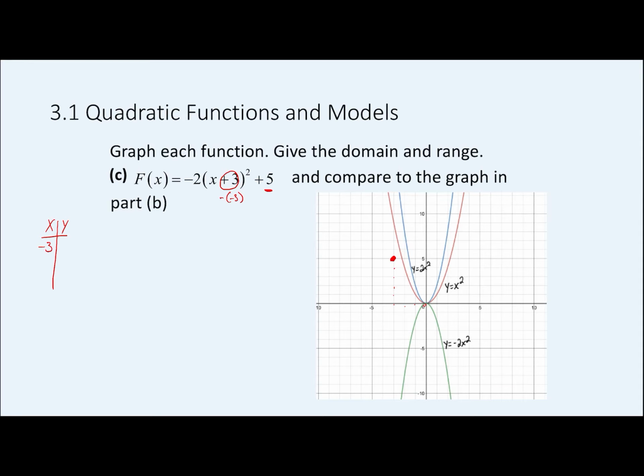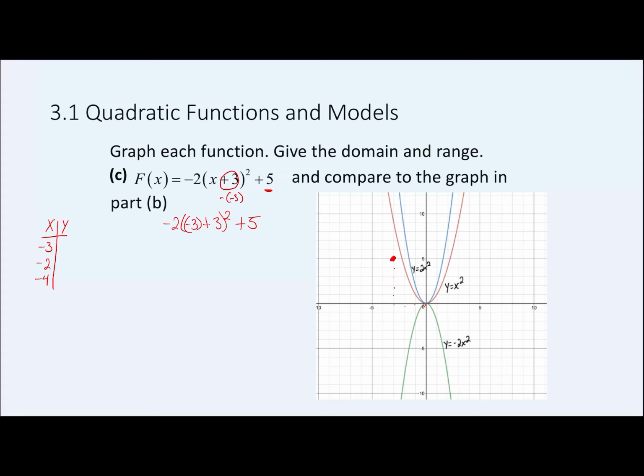we don't necessarily want to put in 0 for x, because we know the vertex should be at this point in red that we have on the screen. So let's start by putting -3 in for x. And if that is the vertex, if we go left and right of that -3, we should be able to get the curve. So let's also put in -2 and -4 for x. And hopefully we'll see that curve begin to take shape.